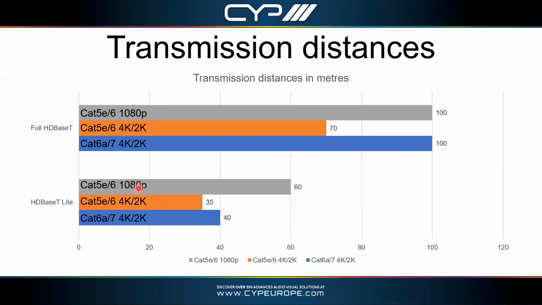Breaking that down again with HDBaseT LITE, if you've got a 1080p signal through Cat5e or Cat6, you'd be looking at achieving up to a maximum distance of 60 meters. But with a 4K signal, again, depending on the cabling, we give you either 35 or 40 meters.